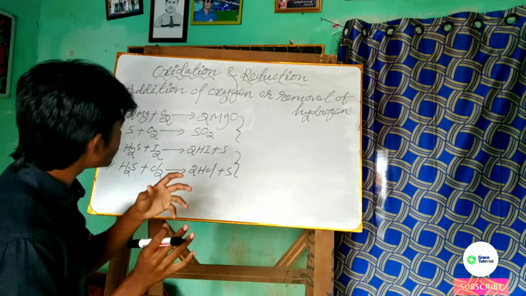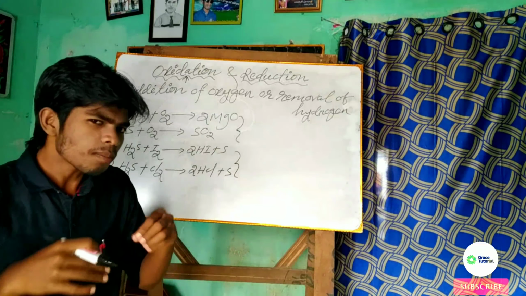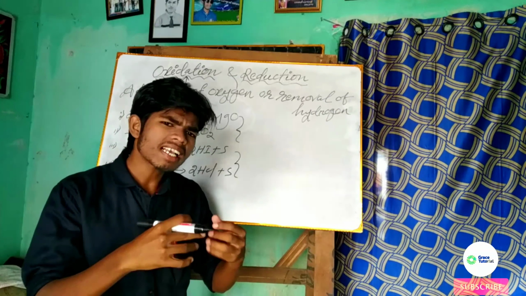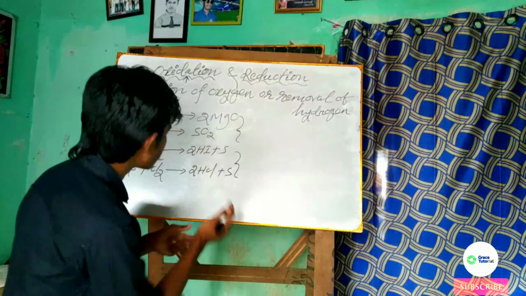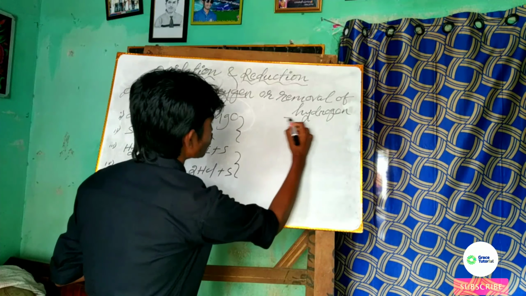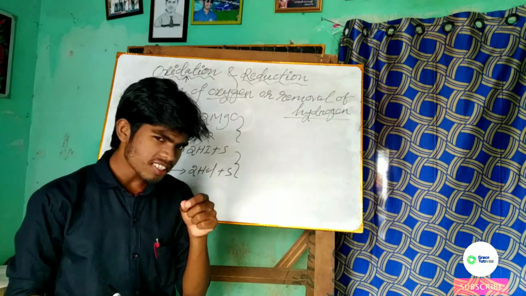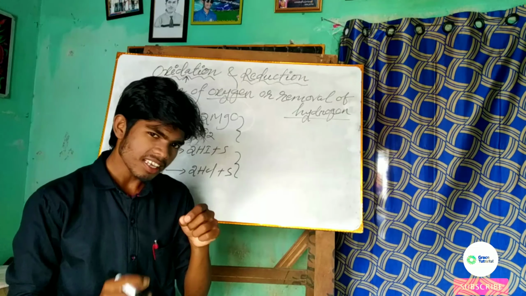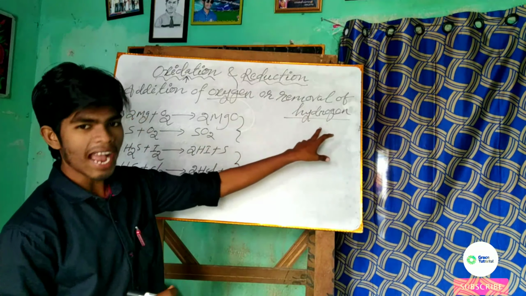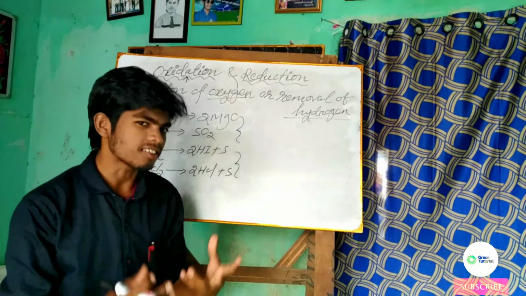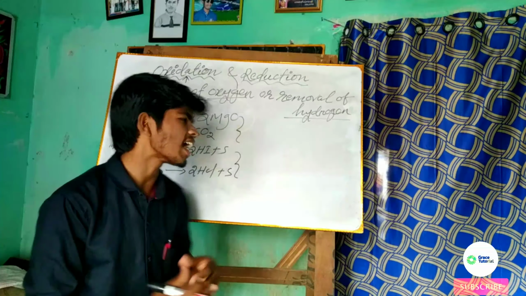Let us try to understand what we mean by oxidation. Oxidation is basically a process which involves the addition of oxygen or removal of hydrogen. Once again, I repeat the definition. Oxidation means the process which involves the addition of oxygen or removal of hydrogen. So what are the examples? Let me give you some examples so that it will be easy for you to understand.